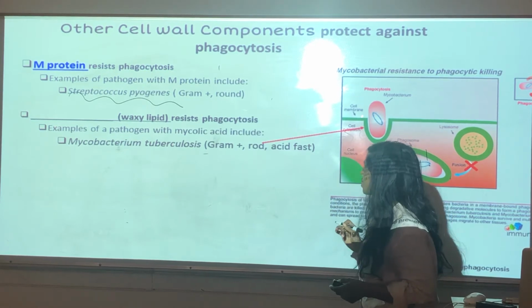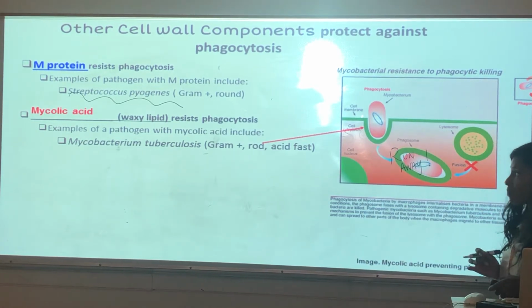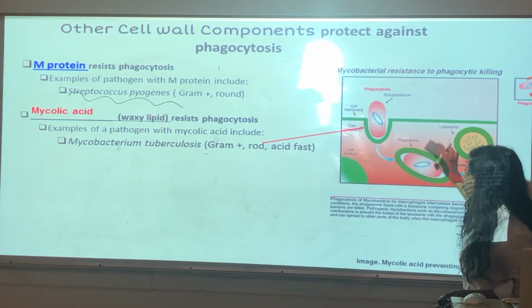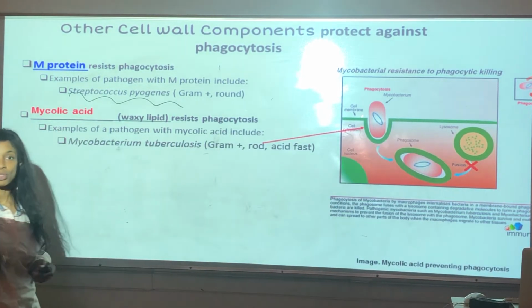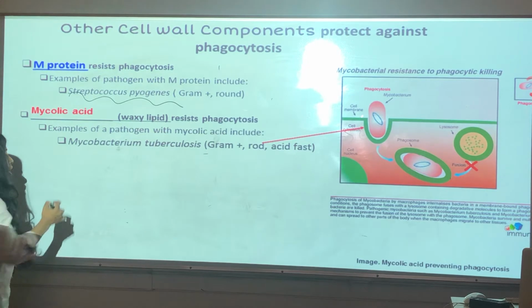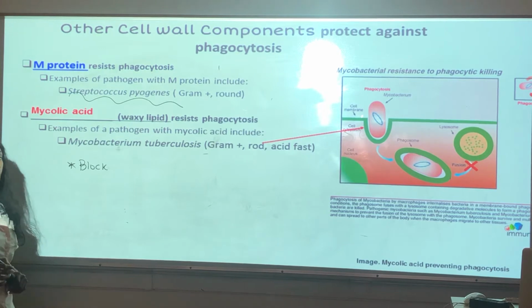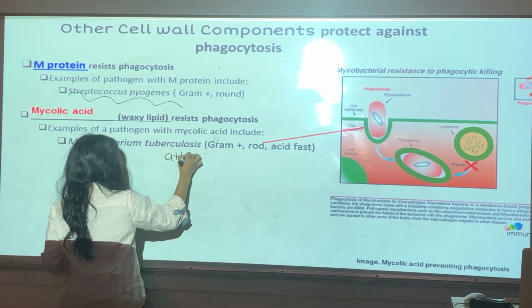So other cell wall components that can protect against phagocytosis, we have mycolic acid. Mycolic acid is the waxy lipid embedded in the cell wall, and this is found in Mycobacterium tuberculosis. I discussed this particular structure as far as Mycobacterium tuberculosis. They're able to escape, right? We talked about their ability to escape phagocytosis by having this mycolic acid, and they're able to block a particular part of the phagocyte pathway.